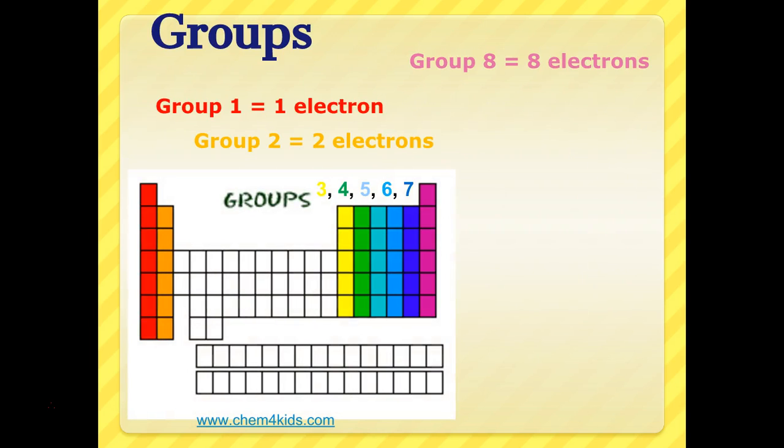Then if we look at the periodic table going the other direction, if we look at the columns instead, these are called groups, and we know that each group tells us how many electrons are in the outermost shell. These are called valence electrons.